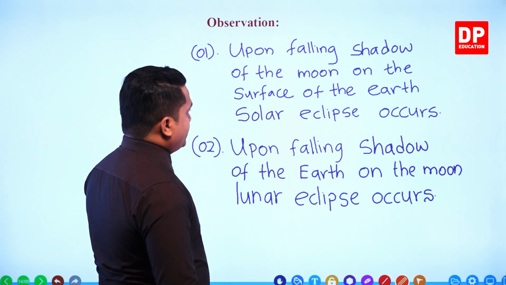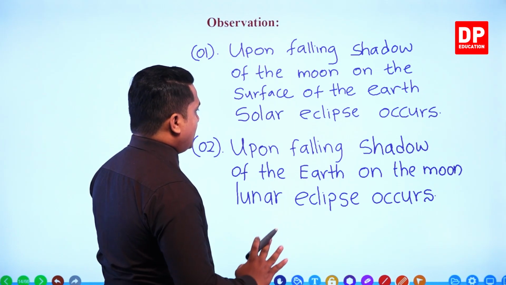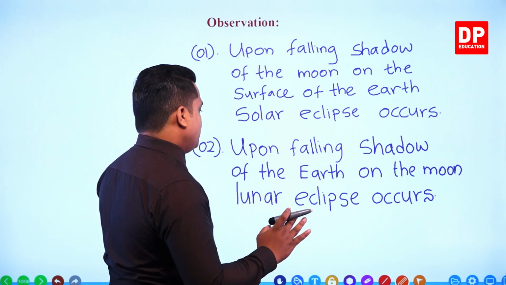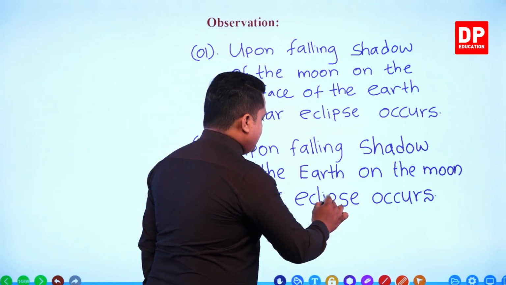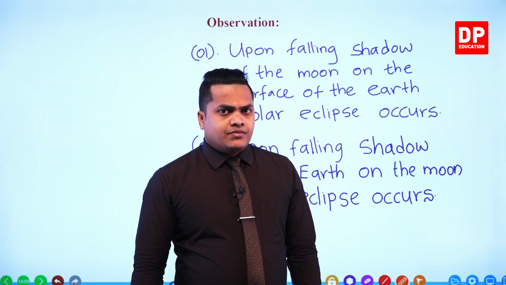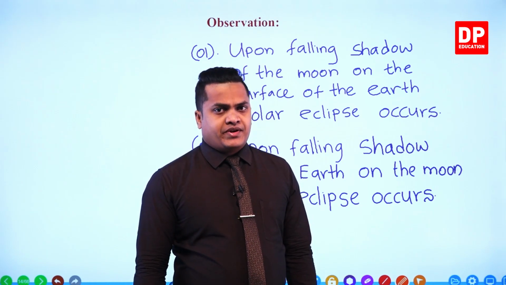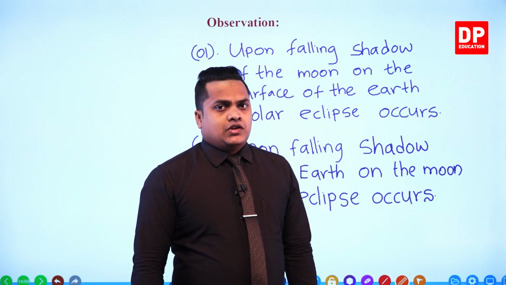So upon falling shadow of the moon on the surface of the earth, solar eclipse occurs. Upon falling shadow of the earth on the moon, lunar eclipse occurs. So we can clearly identify these two when we are demonstrating that activity with that instrument, my dear children. So these are our observations, right? Okay then.